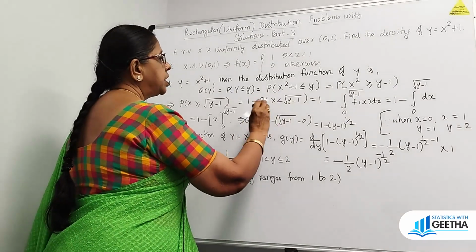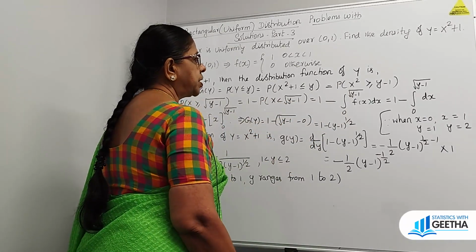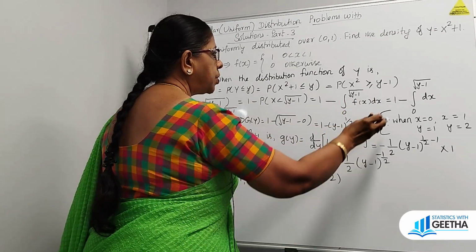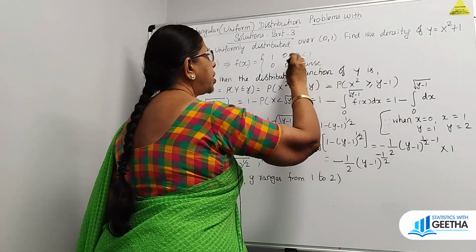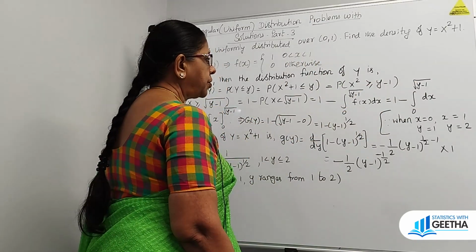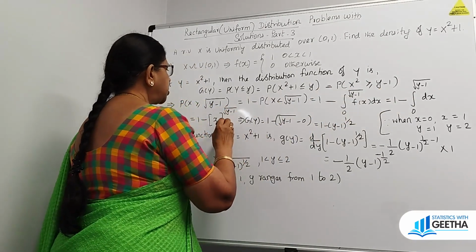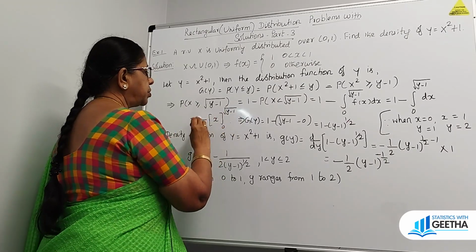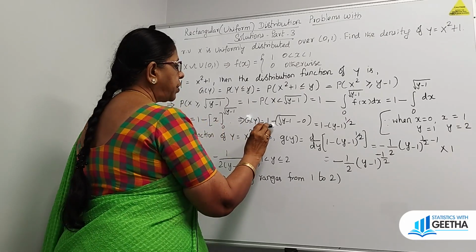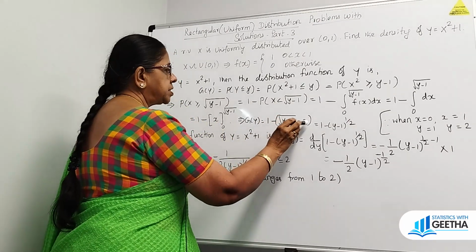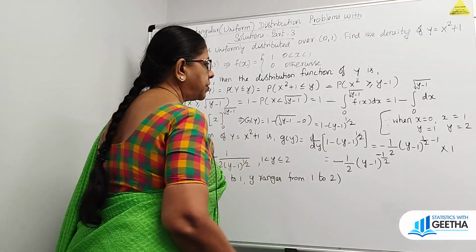The complementary event. So that is 1 minus the probability, which is integral 0 to root of y minus 1 of f of x dx. So 1 minus integral 0 to root of y minus 1 of dx. Here it is 1 into dx, so we write dx. Now integrating, we get 1 minus x within the limits 0 and root of y minus 1. So this is our value. That implies g of y equal to, substituting the limits, 1 minus root of y minus 1 minus 0. That is 1 minus y minus 1 whole power half. We have written the root as power half.